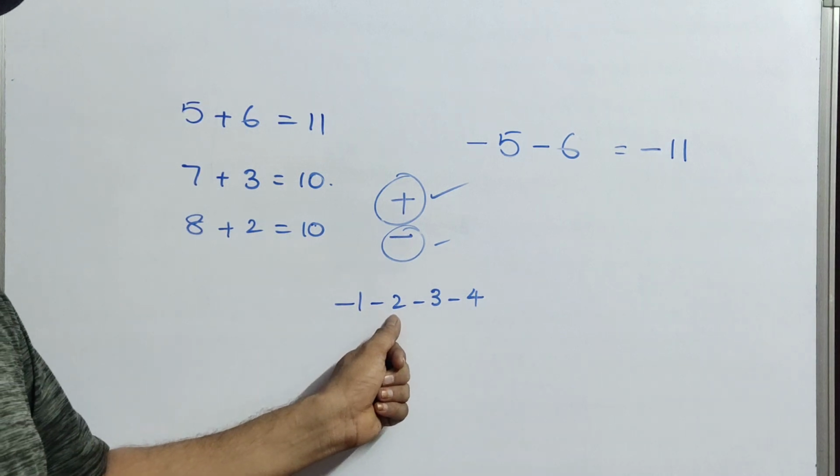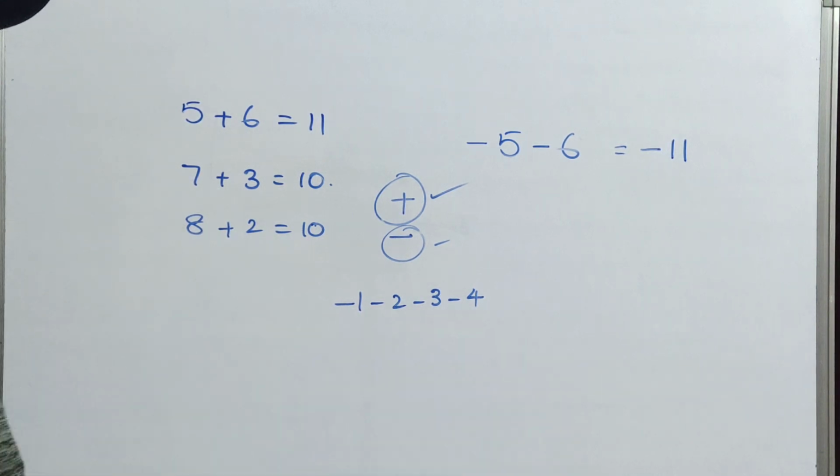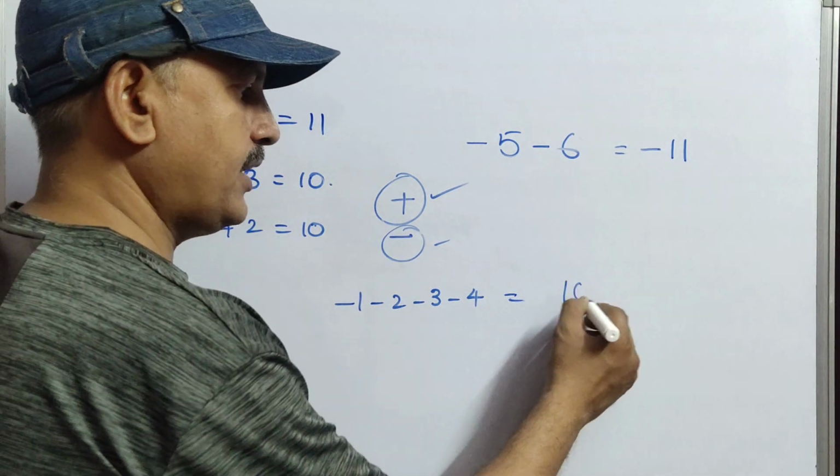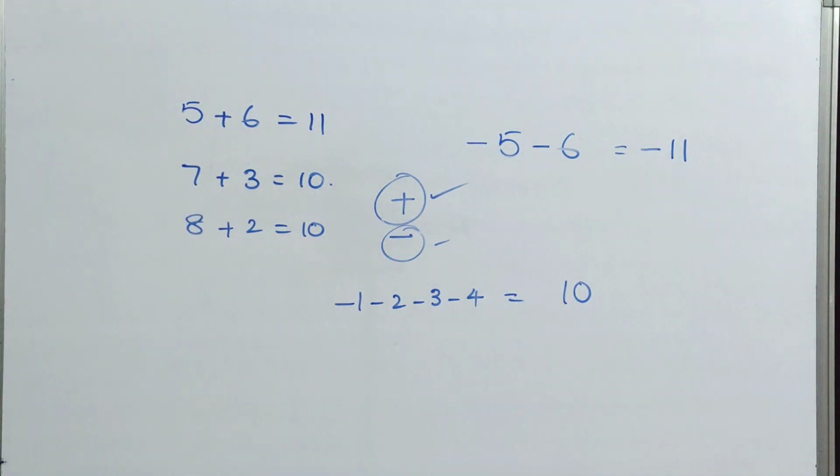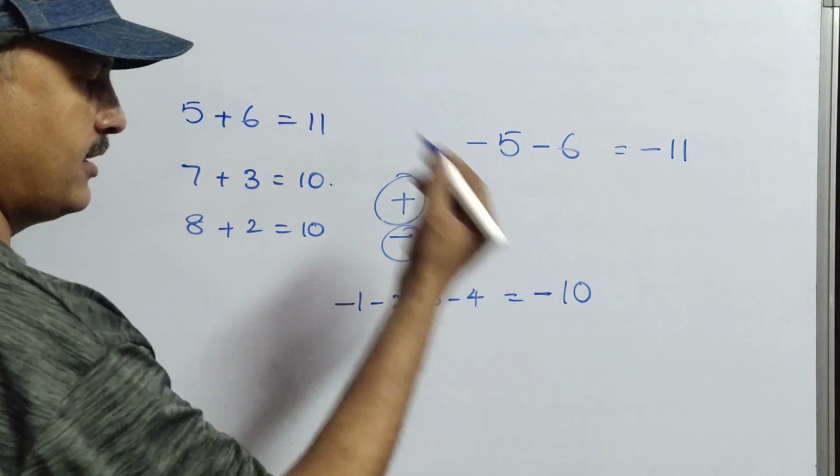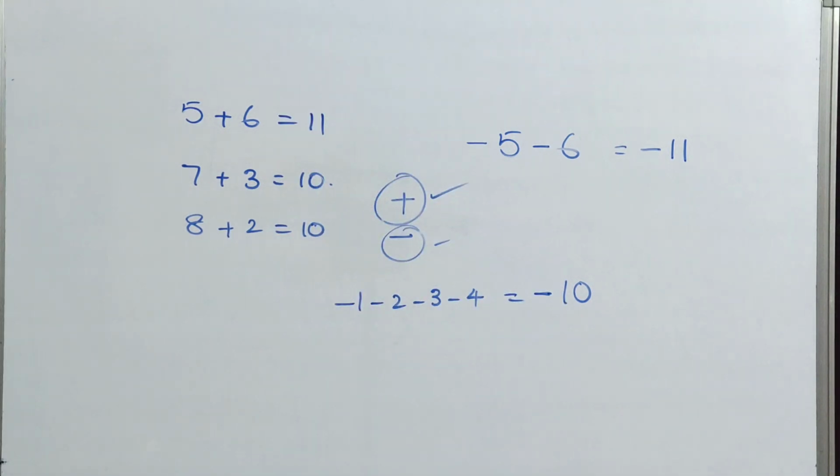So 1 plus 2 is 3, 3 plus 3 is 6, 6 plus 4 is 10. But 10 is not the correct answer. You have to place a minus symbol. That means what do you understand?